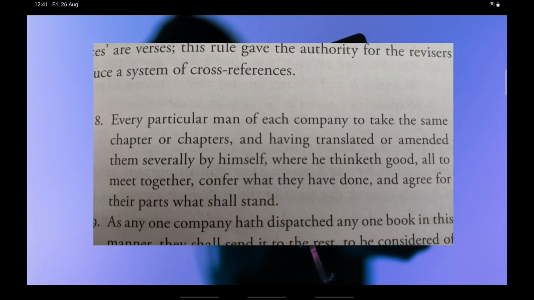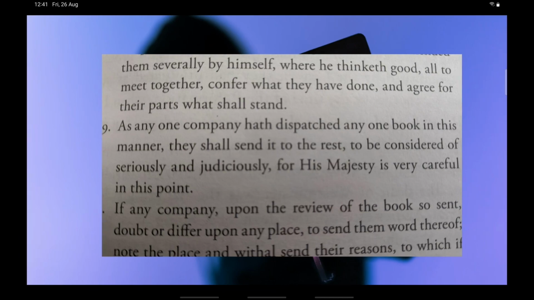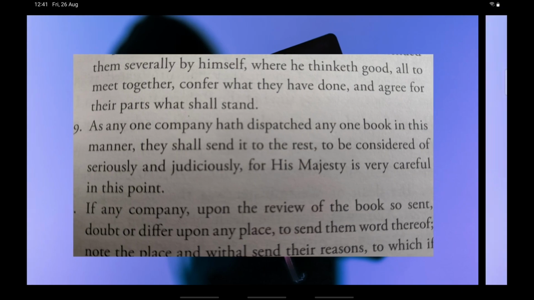Every man of each company, and I'll talk about companies in a minute, every man of each company to take the same chapter or chapters and having translated or amended them severally by himself where he thinketh good, or to meet together, confer what they have done, and agree for their parts what shall stand. As any one company dispatch any one book in this manner, they shall send it to the rest to be considered of seriously and judicially, for his majesty is very careful in this point.